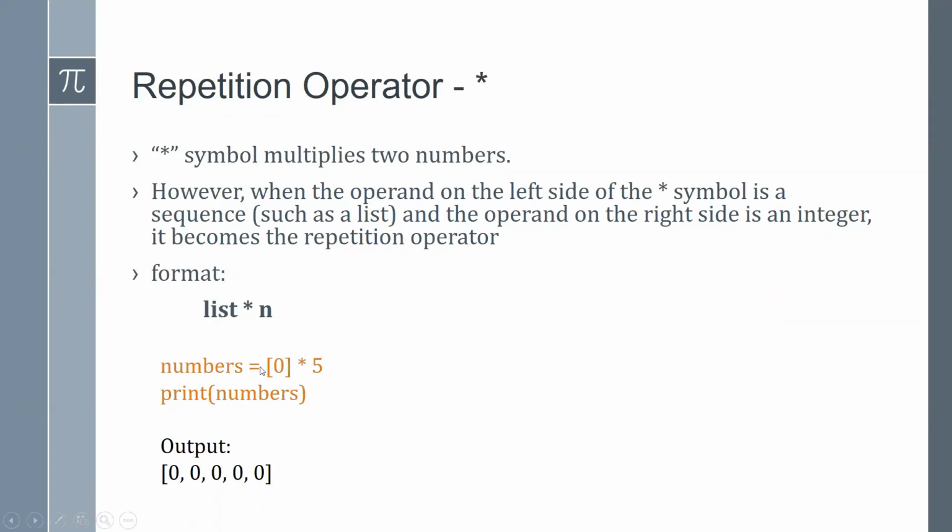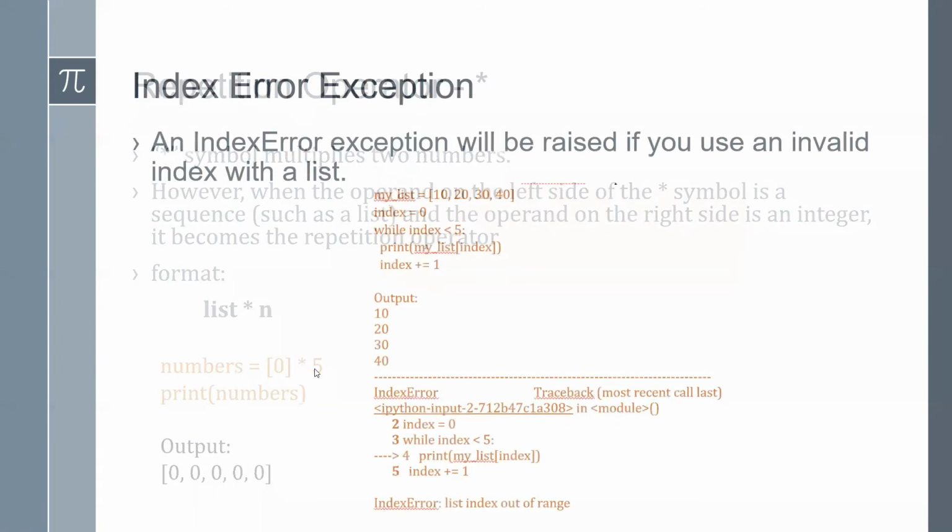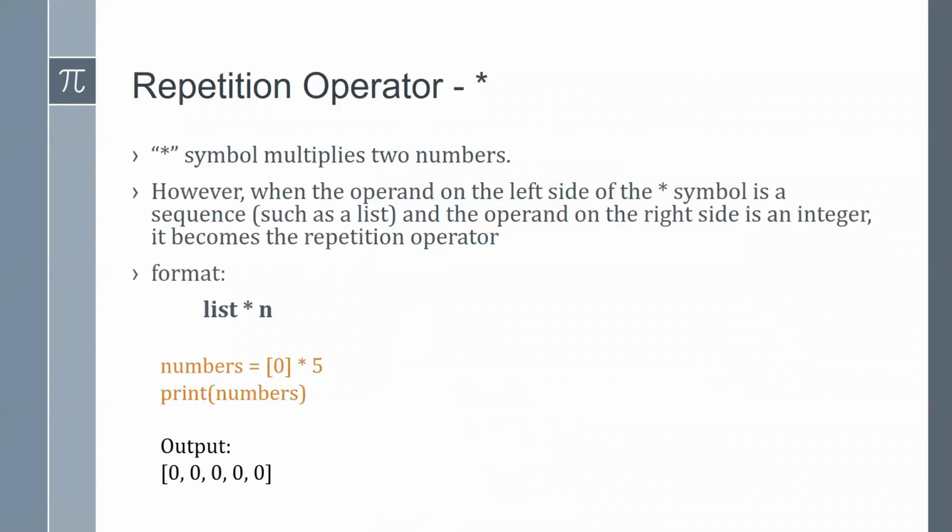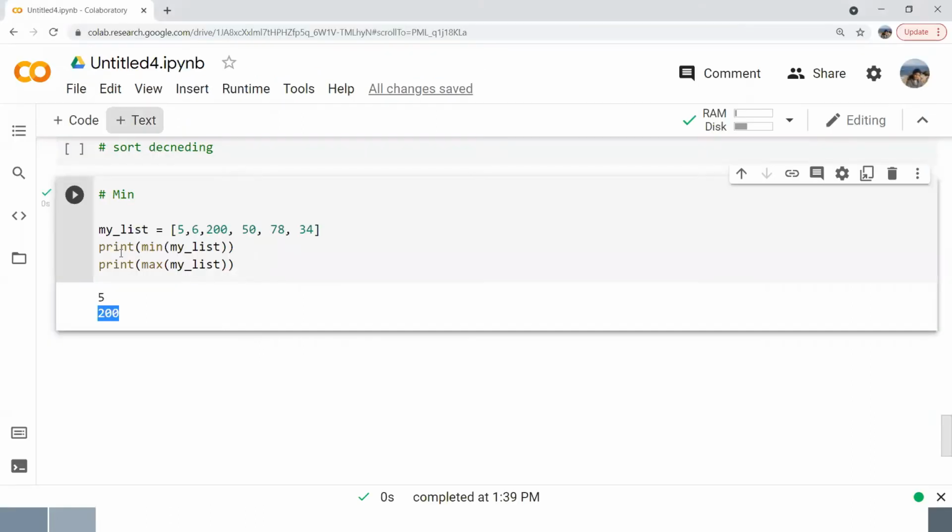So if you say number = [0] * 5, what happens is it will create this list 5 times, so it's with 5 elements. Now you see the list has become 5. The list now has 5 elements. It will repeat whatever the current value is for this n number of times. So that's the repetition operation.